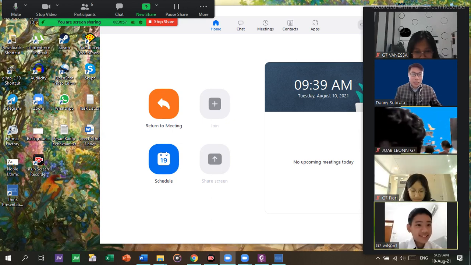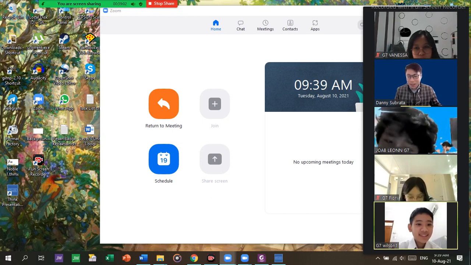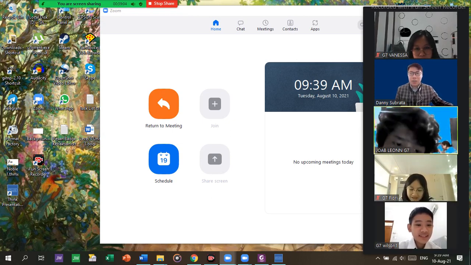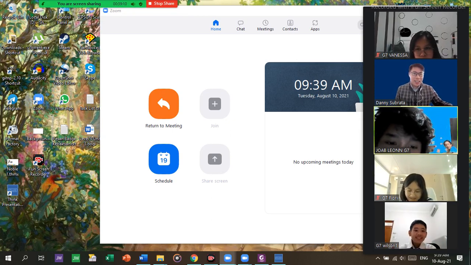Man eating shark and man-eating shark is totally different. If you say man eating shark, that means the shark is being eaten by a man. But man-eating shark means that the shark is eating man. Totally different.